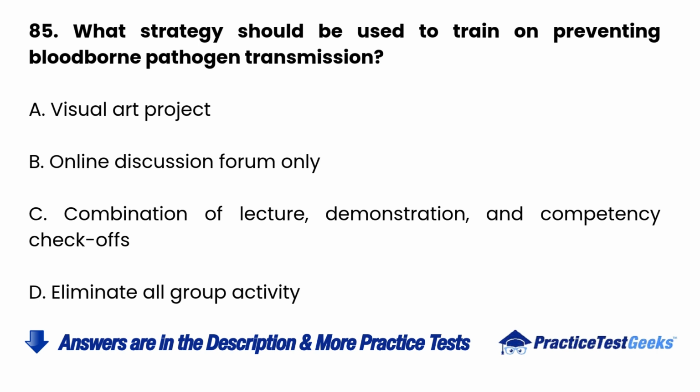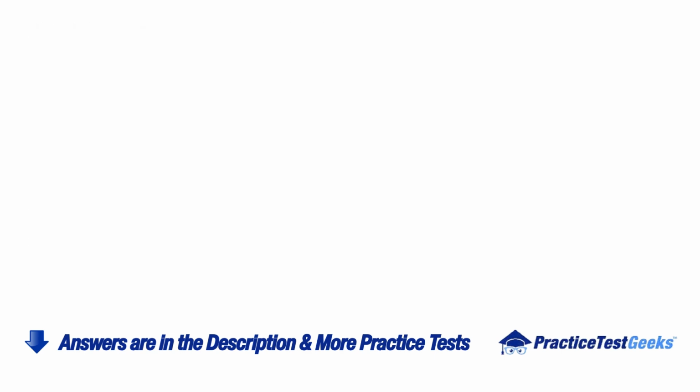85. What strategy should be used to train on preventing bloodborne pathogen transmission? A. Visual art project. B. Online discussion forum only. C. Combination of lecture, demonstration, and competency checkoffs. D. Eliminate all group activity.